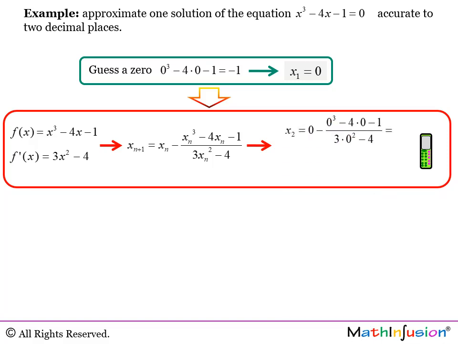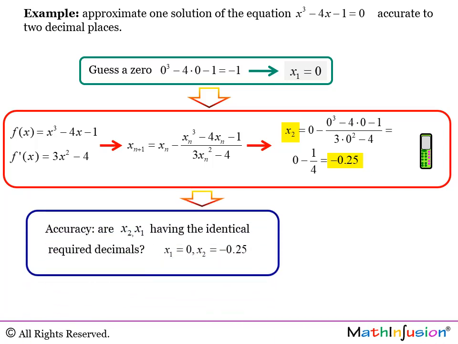And in our case, we are going to find x2 by substituting x sub n, which is x1 in this case, equals 0, and we get negative 0.25. Now we are going to check if this is accurate enough. Because this is not accurate enough, we will have to repeat the process.